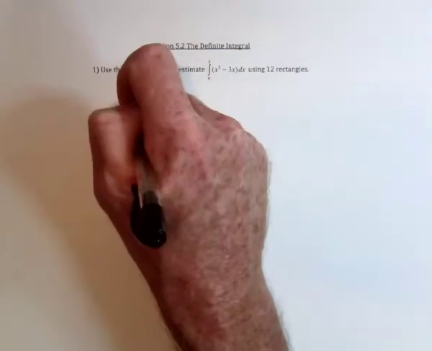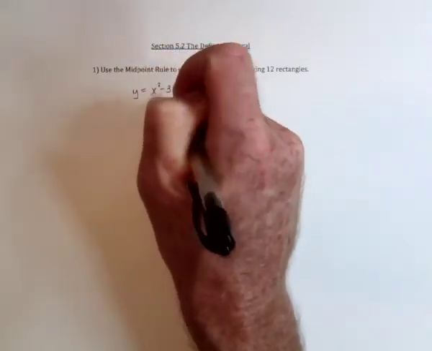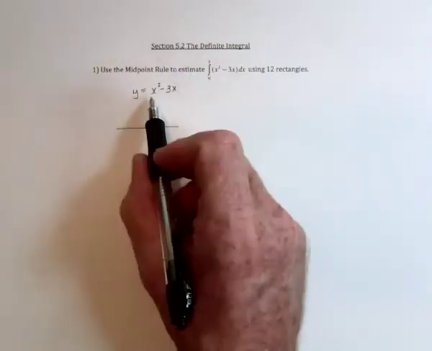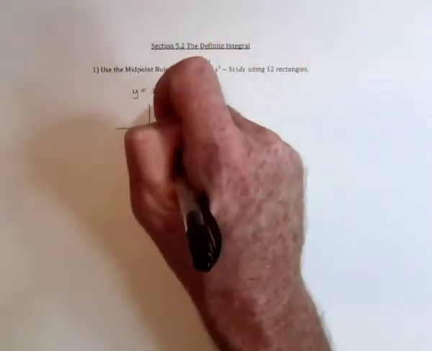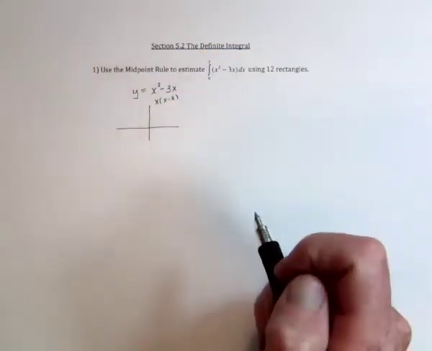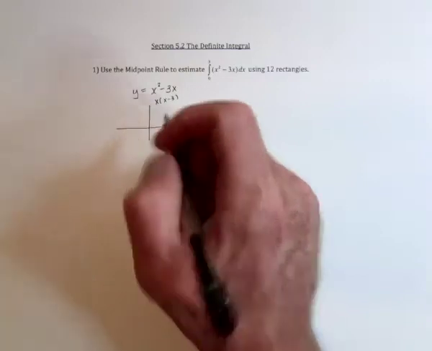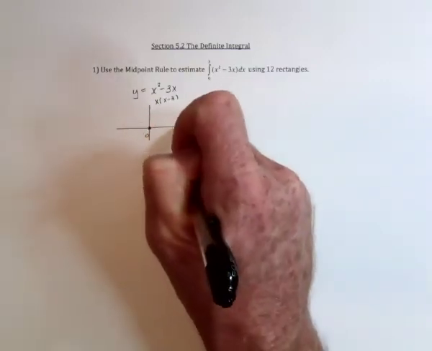So if we have y equals x squared minus 3x, then if you factor that, it would be x times x minus 3. And so if you set it equal to 0, you'd get that x equals 0 and x equals 3.